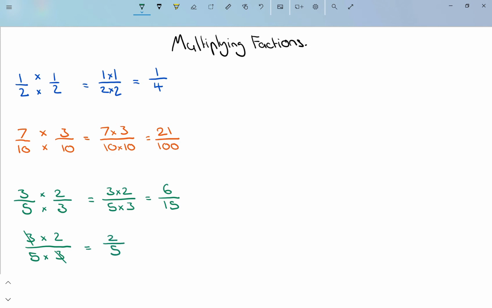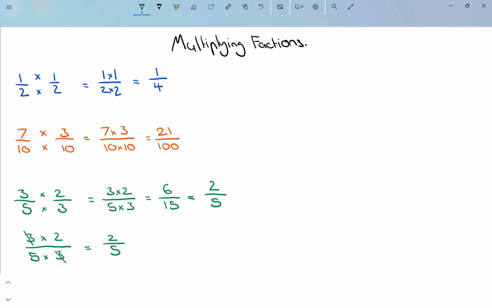And you might be thinking, but that's different from the 6 over 15. But if you simplify the 6 over 15 to its simplest form, there's a factor of 3 in both 6 and 15. So when you divide 6 by 3, you get 2. And when you divide 15 by 3, you get 5. So 6 over 15 and 2 over 5 are actually equivalent fractions.